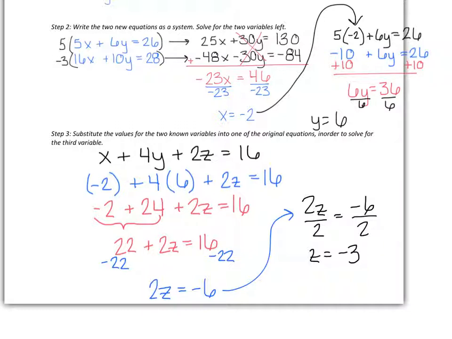So your answer, instead of an ordered pair, we have 3 variables. So what do you think we should call this? Ordered triplet. I like to say that. I don't know if that's the right word or phrase, but I like that. So they go in alphabetical order. So negative 2 for x, 6 for y, negative 3 for z.